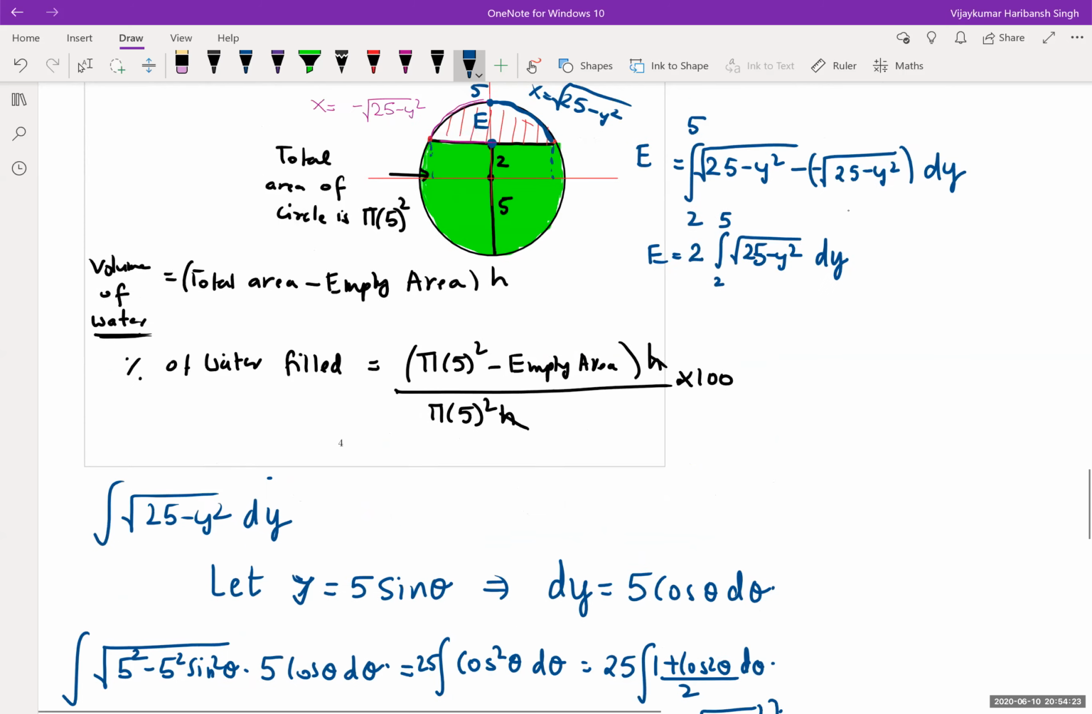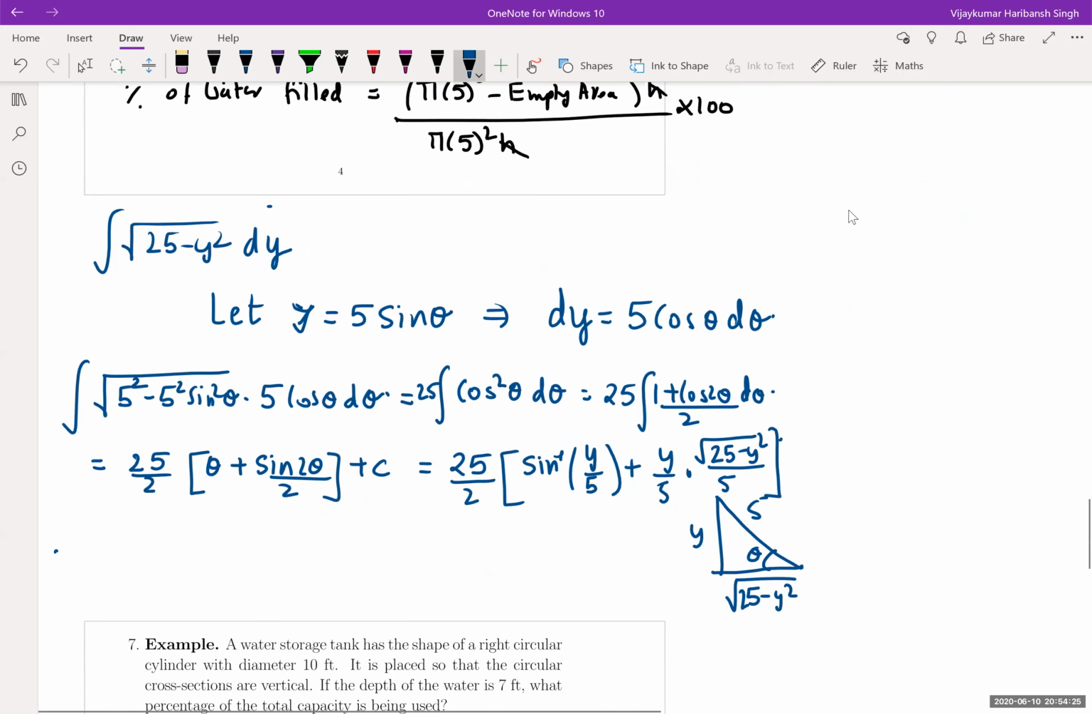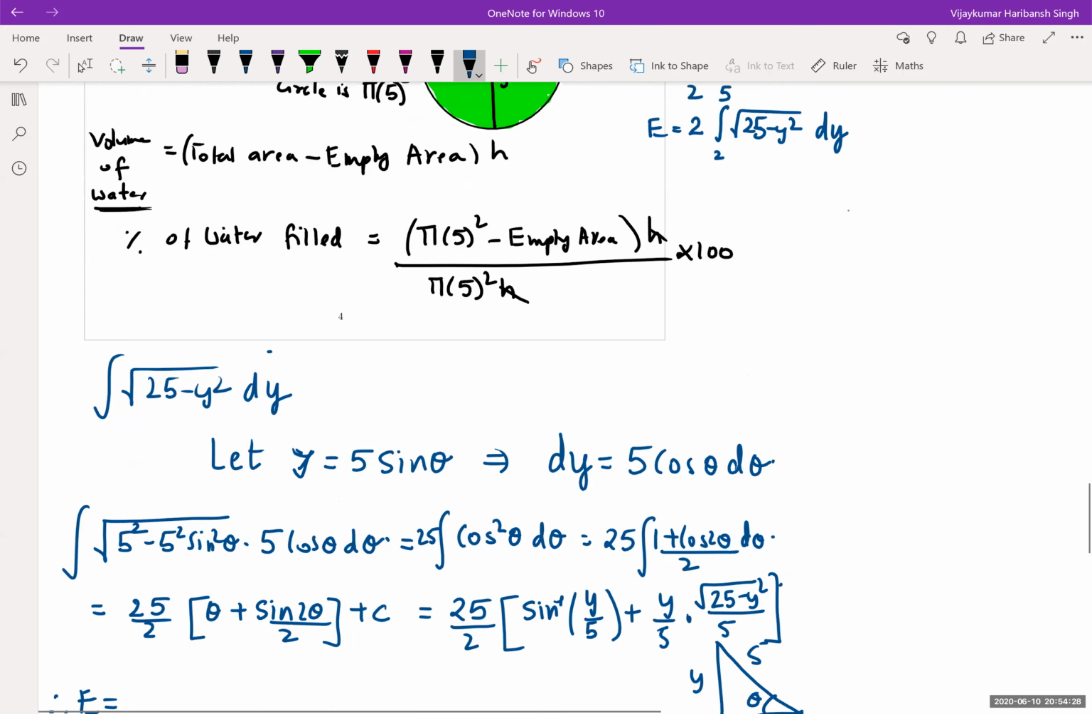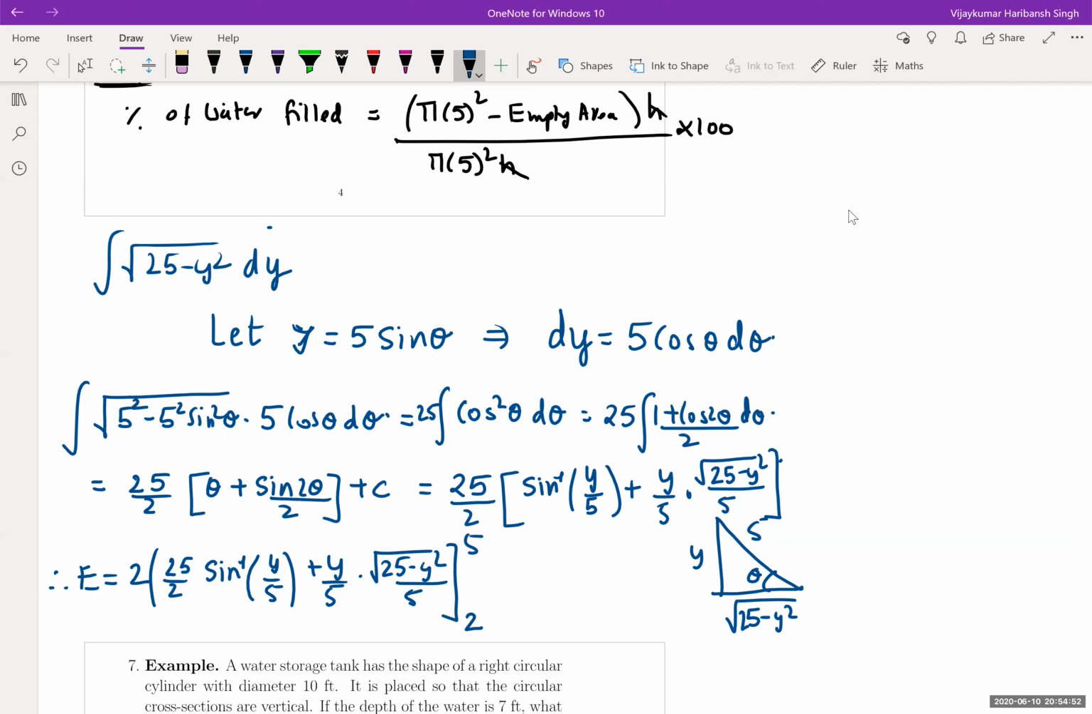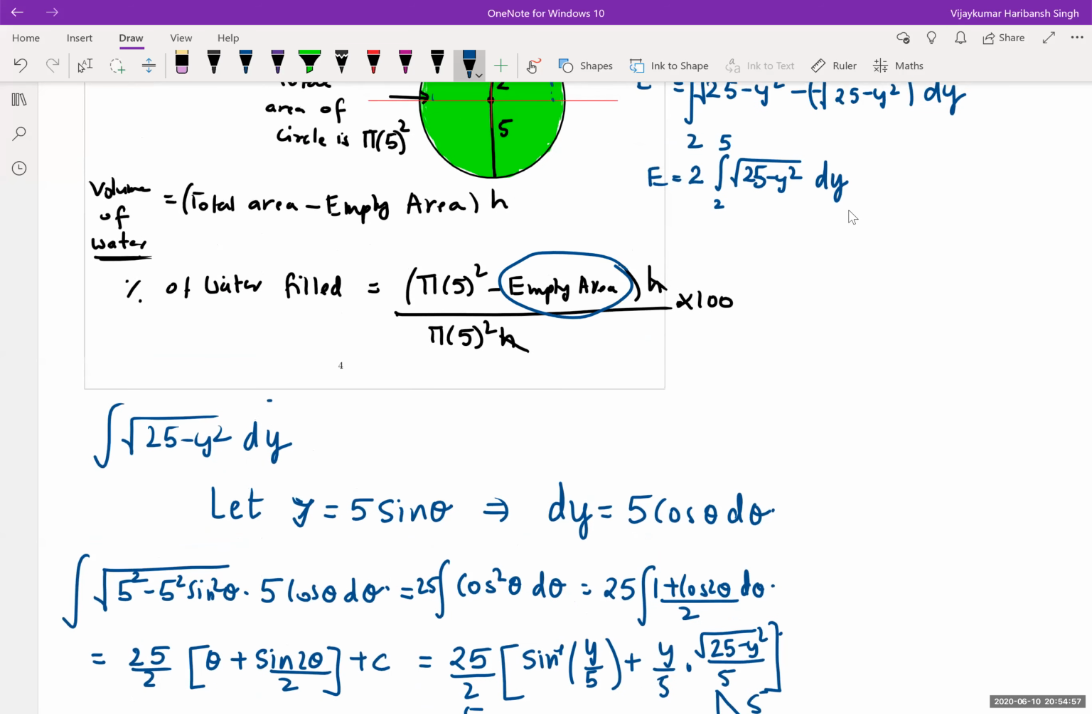So then your integral is, so what is your E? Your E therefore is 2 times 25 by 2 times sine inverse of y by 5 plus y by 5 times the square root of 25 minus y squared by 5, and the limits of integration are from 2 to 5. Once you find this, you substitute it here for E and you'll get your answer.